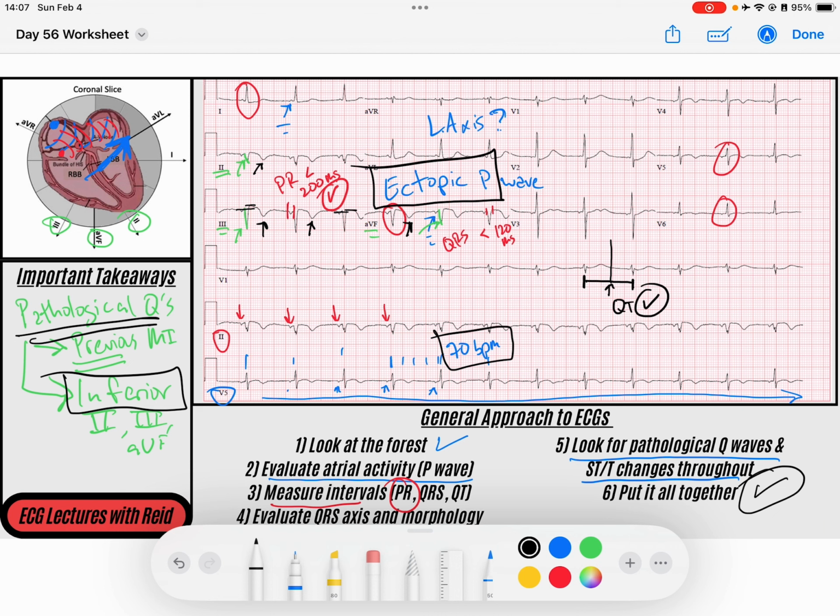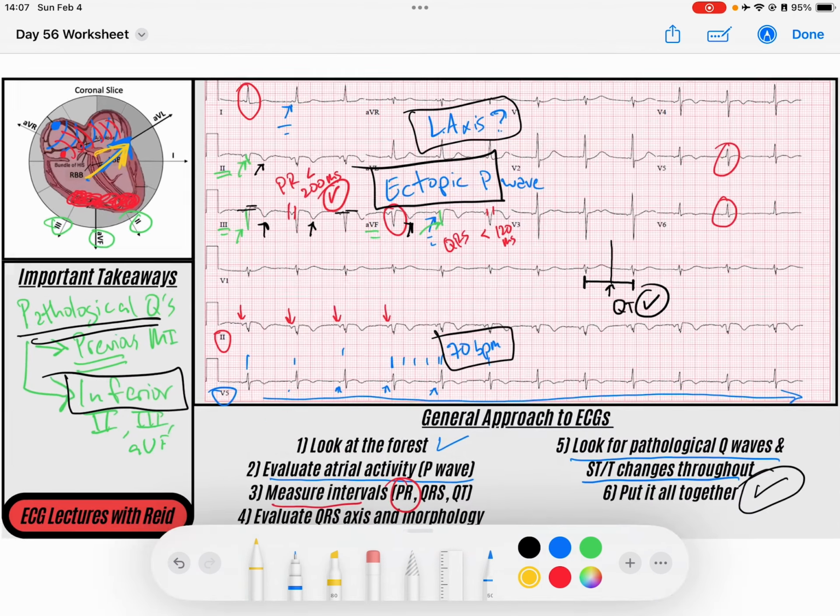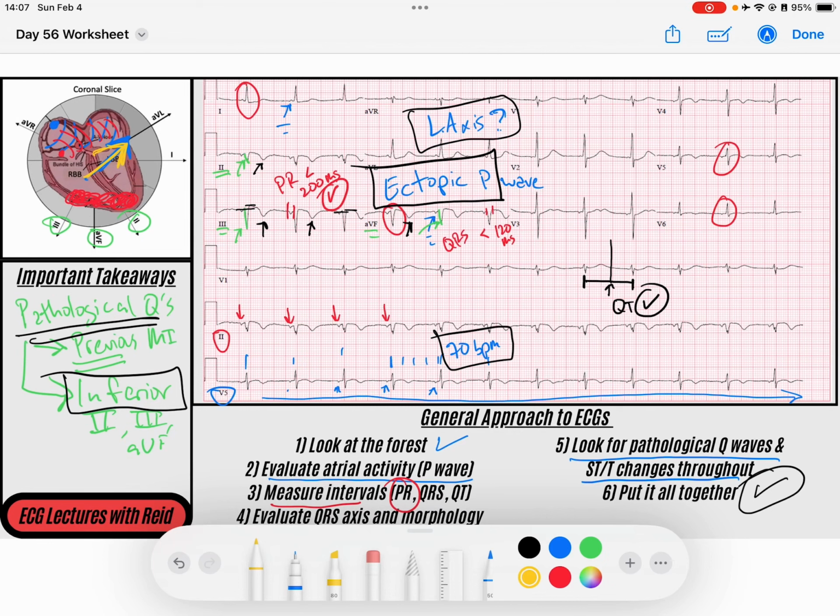And so as you think before, why did we have this left axis shift? Well, it's probably because if you look at our heart here, we had a lot of myocardium, I'll put it in red, in the inferior leads that was damaged. And so electrical activity only has really one option, and it's to polarize away from that region. So when you think about axis shifts, we think a lot about bundle branch blocks, fascicular blocks, but in this case, this axis shift was caused by an inferior myocardial infarction.